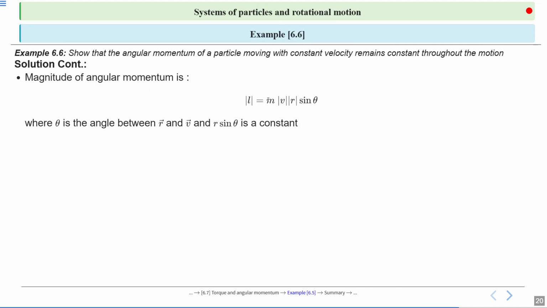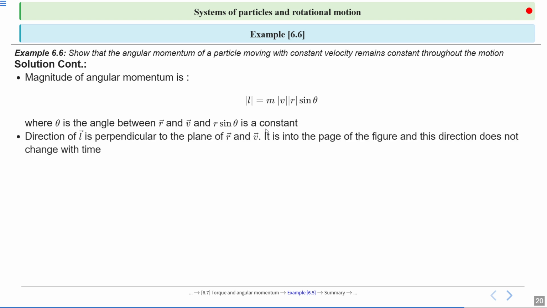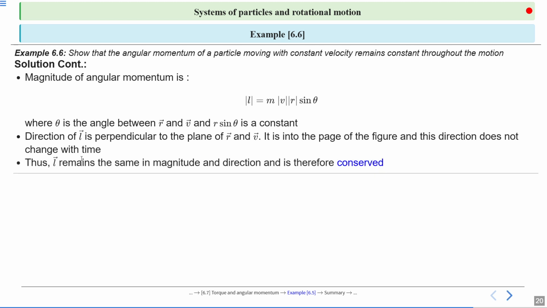The magnitude of the angular momentum is |L| equal to mass into |v| into |r| sin theta. Here theta is the angle between r and v. The direction of L is perpendicular to the plane of r and v, so we can say it is into the page of the figure, and the direction does not change with time. So L remains the same in magnitude and direction, and therefore it is conserved.